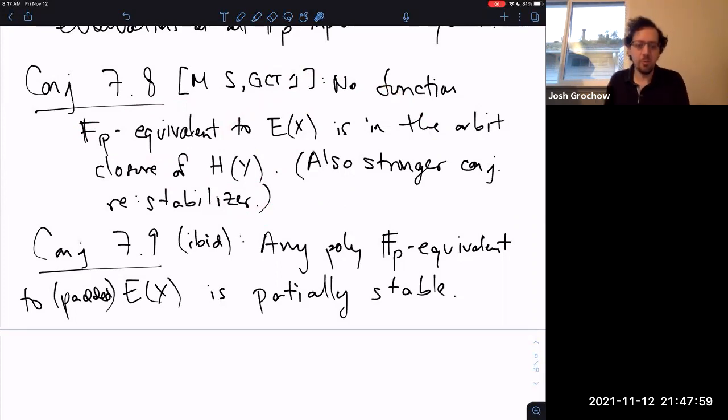So, okay, this is one way to sort of massage your way from the algebraic world to the Boolean world while still saying very algebraic things. Now, there are many difficulties along the way, right? One of which is functions FP-equivalent to E of X. Like, okay, first you have to understand what those are.